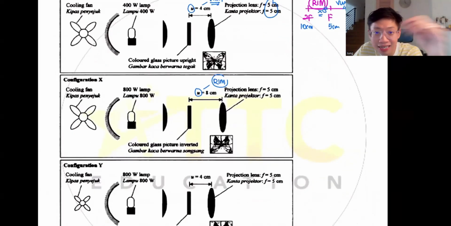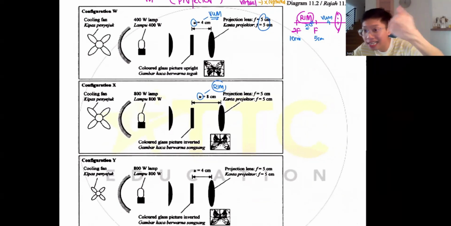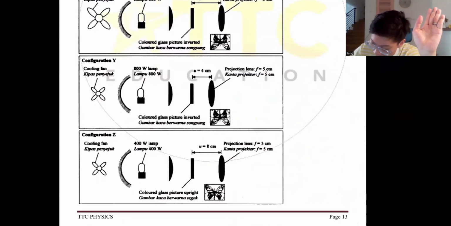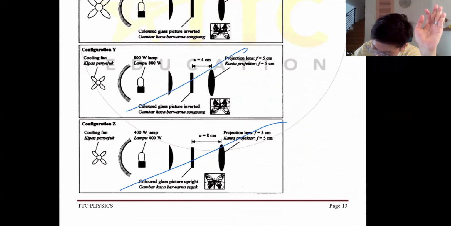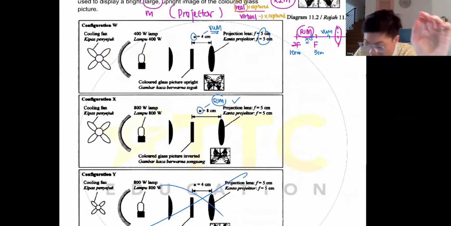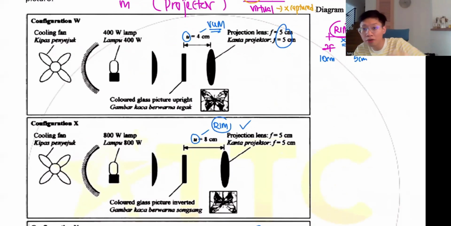So meaning to say, based on this thing, I can immediately eliminate the bottom part already. Okay, sorry, this one and this one already. I want the real inverted magnified. So you need to know how to see the real inverted magnified, virtual upright magnified. So why I need this u equals 8 cm to form real inverted magnified image.